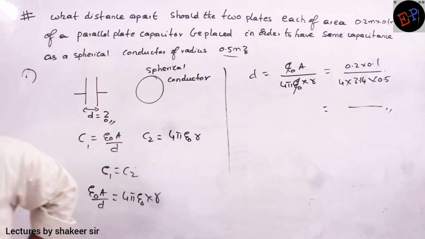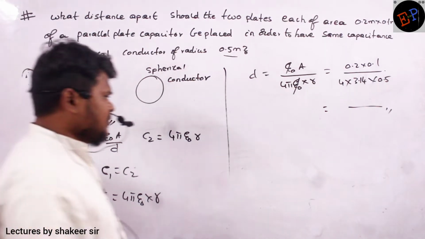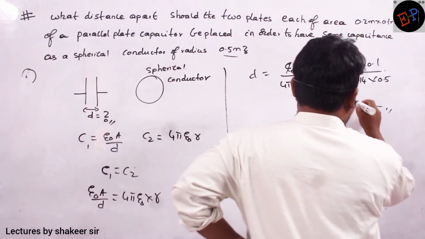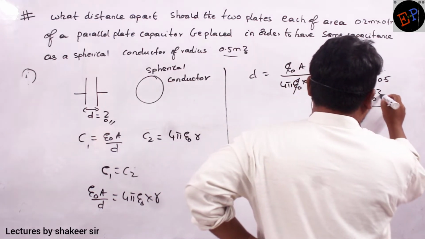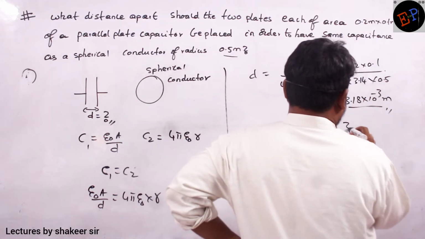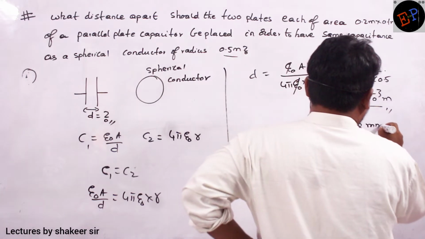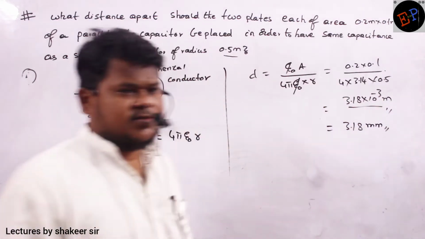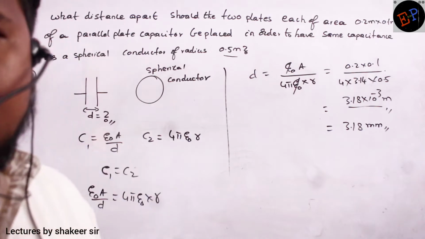So 3.18 into 10 power minus 3. 3.18 into 10 power minus 3 meter. Also you can call it as 3.18 millimeters also. That is my answer. Clear?